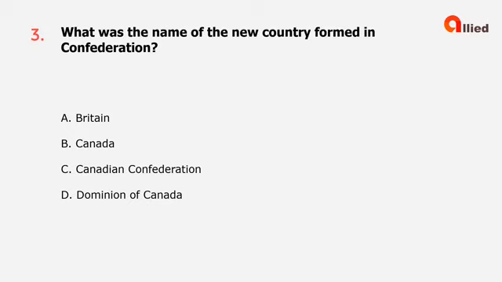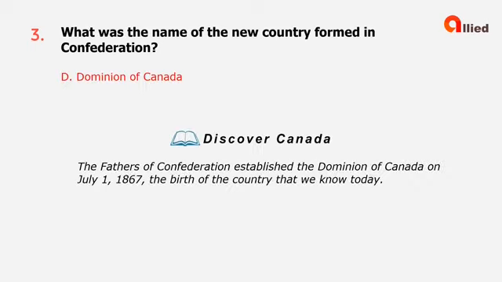Question 3. What was the name of the new country formed in Confederation? A. Britain. B. Canada. C. Canadian Confederation. D. Dominion of Canada. The answer is D. Dominion of Canada.